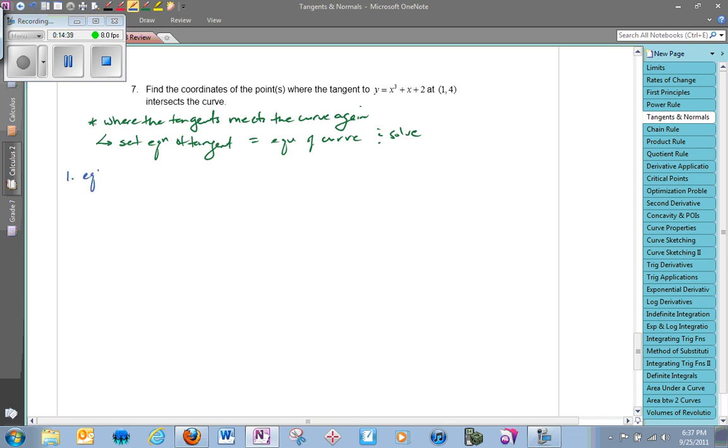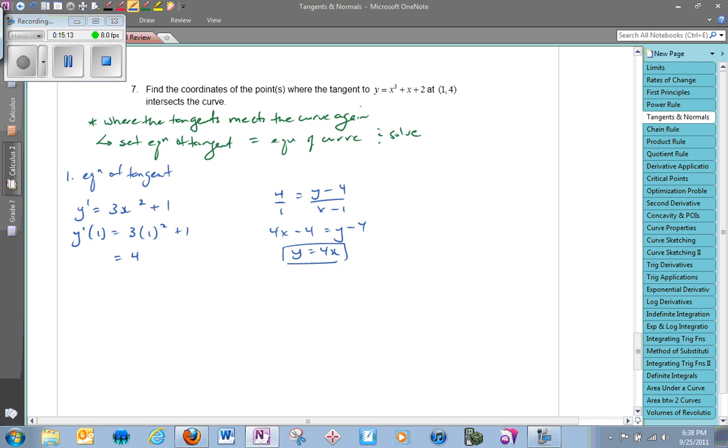So step 1 is the equation of the tangent line. So take the derivative, which is 3x squared plus 1. Sub in the point, so y prime at 1, which is 3 times 1 plus 1, which is 4. Find the equation: 4 over 1, which is y minus 4 over x minus 1. So 4x minus 4 is y minus 4. y is equal to 4x. So step 1 is done. Find the equation of the tangent line.